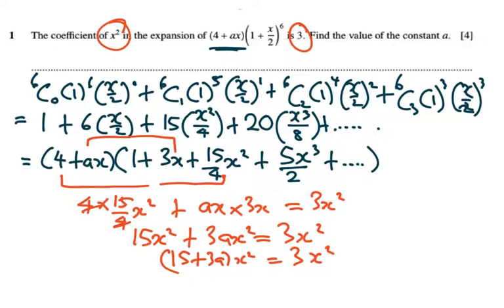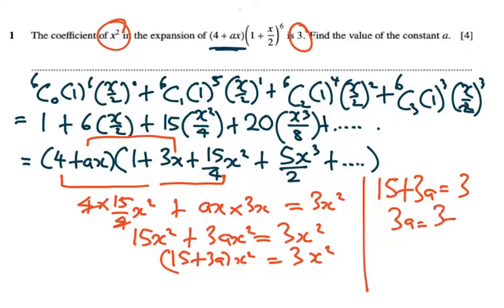So now we just have to compare. We have already factorized and taken out x squared separately. So let's compare. 15 plus 3a equals 3. So 3a equals 3 minus 15. So 3a equals negative 12, and a equals negative 4.